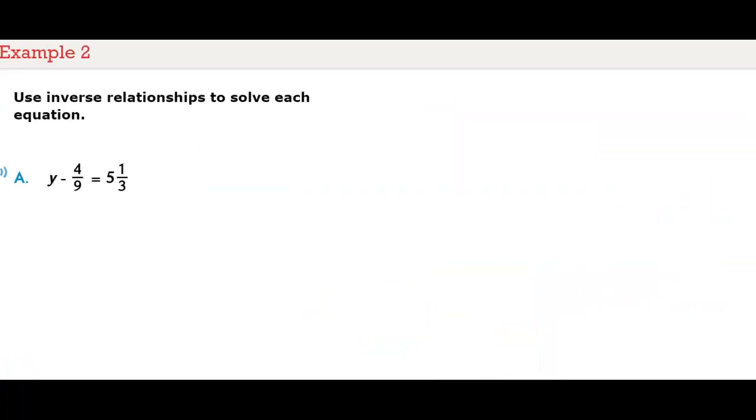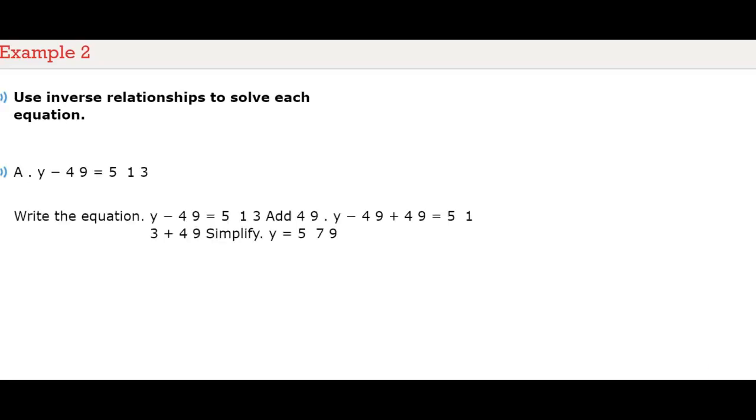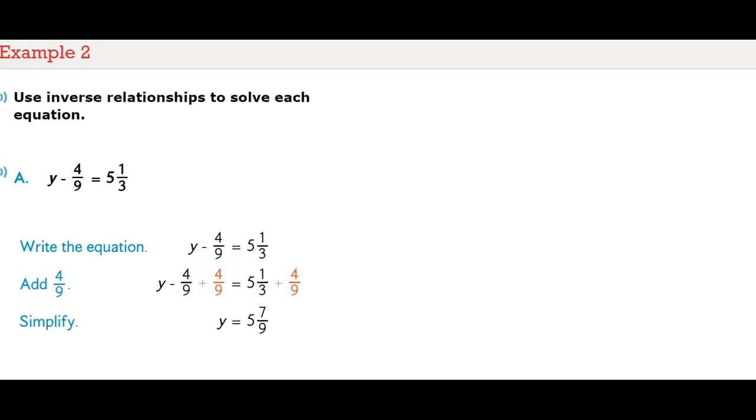Use inverse relationships to solve each equation. Part A. Y minus 4/9 equals 5 1/3. First step is to rewrite the equation. Next is to get the variable y by itself.